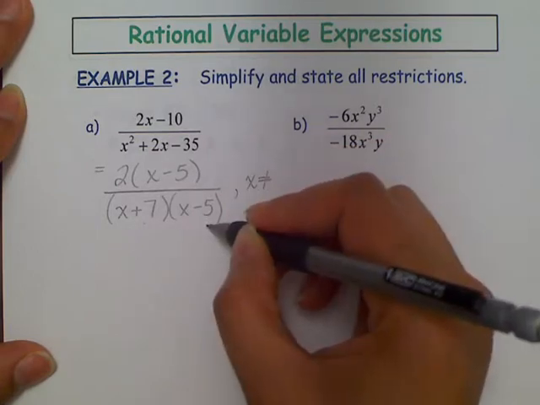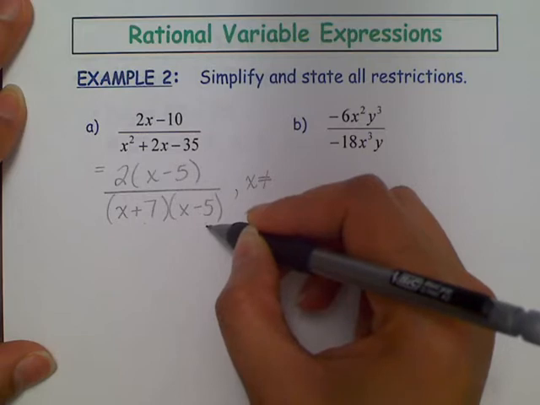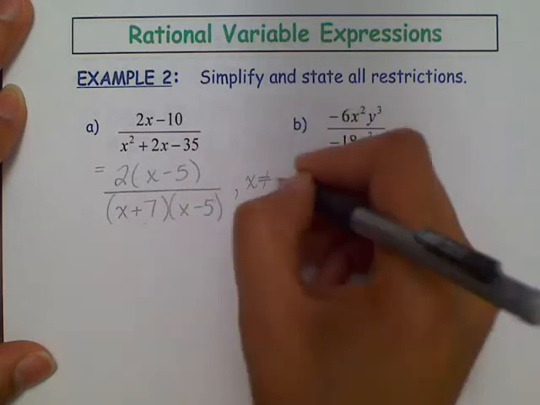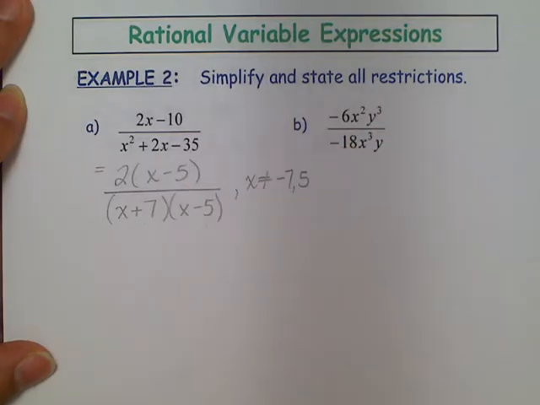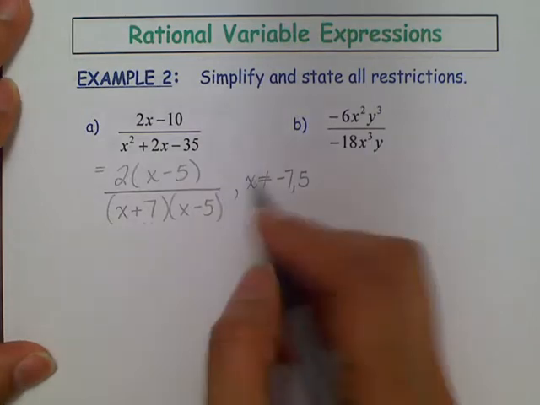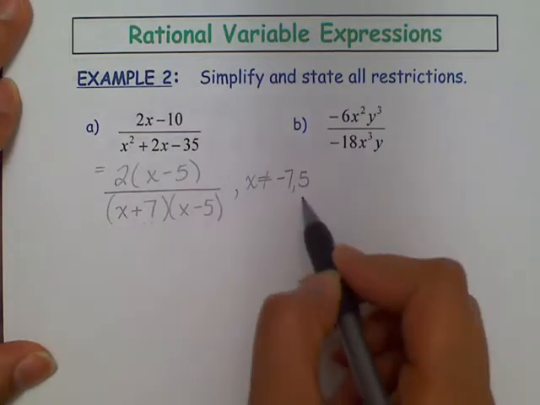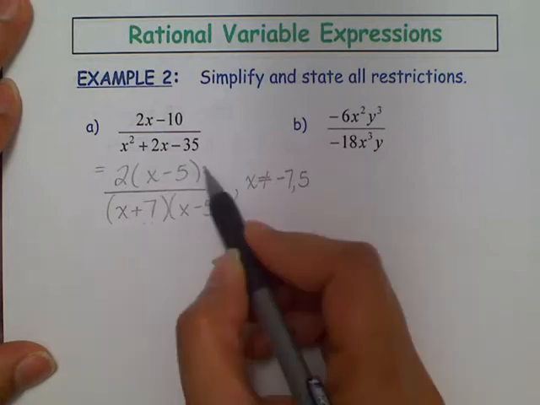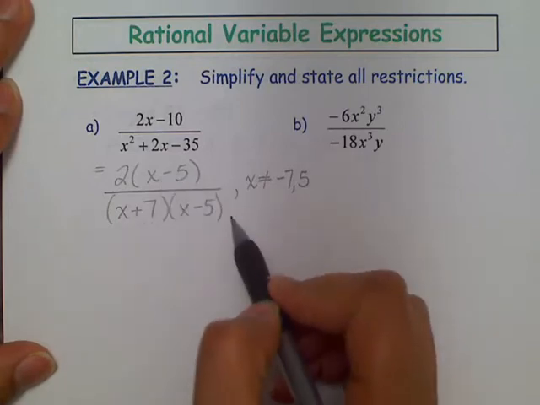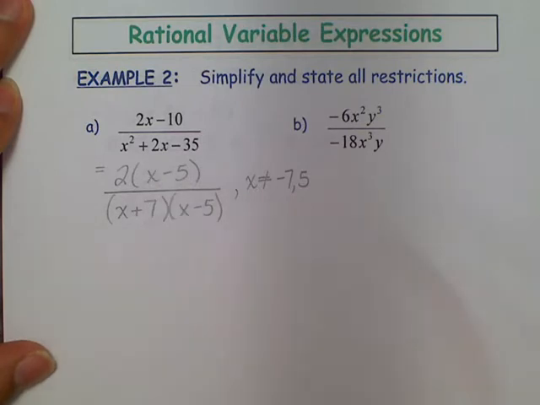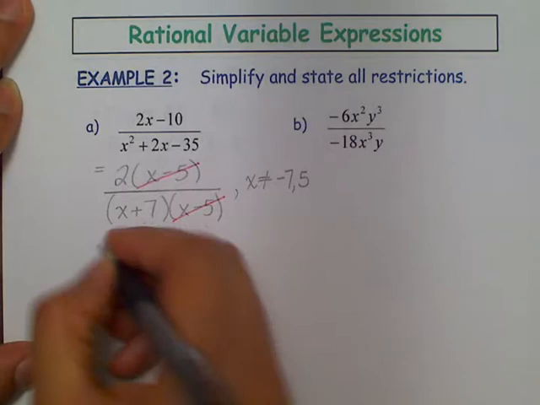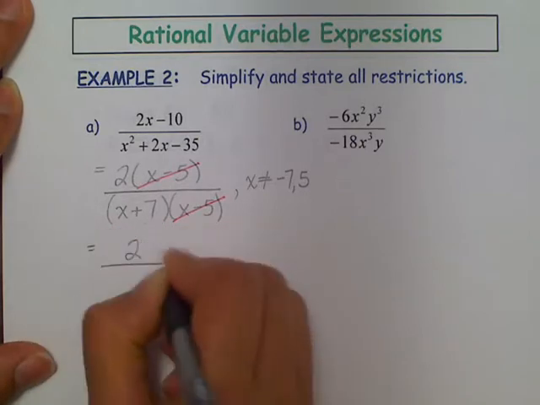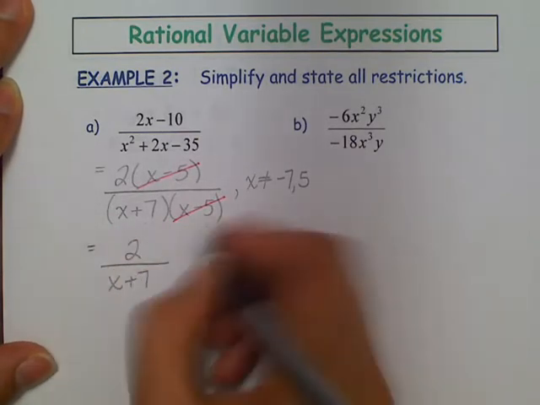The value of x that will make the second set of brackets equal to 0 is x equal to 5. So that's my second restriction. Negative 7 and positive 5 are my two restrictions. So x cannot equal negative 7 and 5. Now that I have everything in factored form and I've stated my restrictions, all I'm going to do is look for common factors in the numerator and denominator. What you'll notice is that x minus 5 is a common factor in both. So this reduces to leave me with 2 over x plus 7.